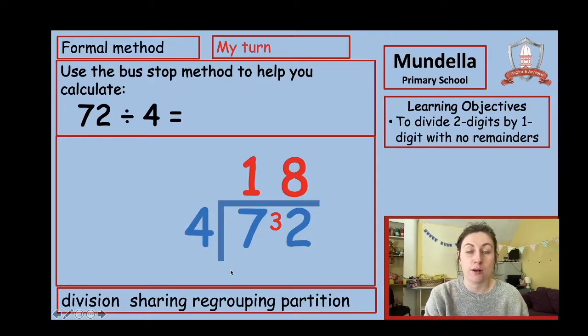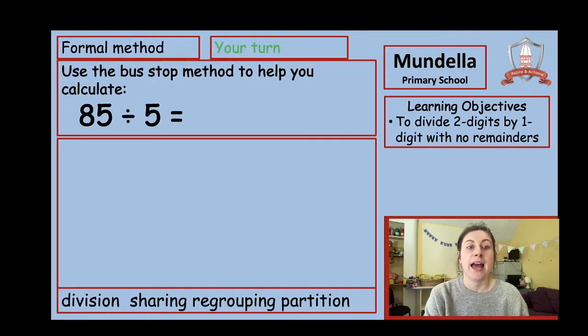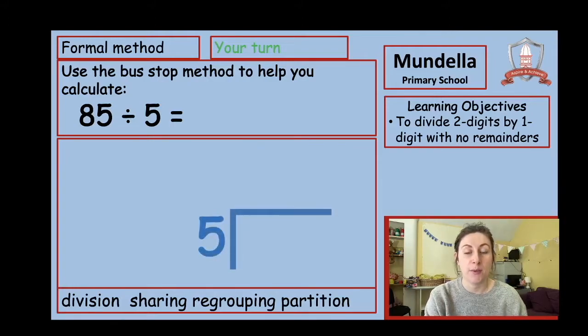Now it's your chance to have a go. 85 divided by 5. So first of all, draw your bus stop. We're dividing by 5, so that goes on the outside. And we're seeing how many 5s go into 85. Pause this video, have a go, and then press play when you're ready to continue.